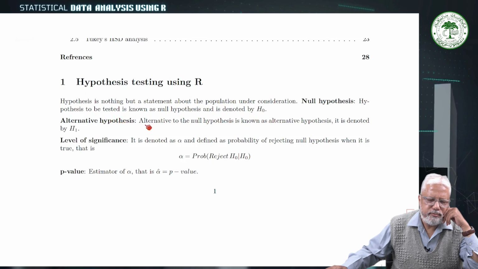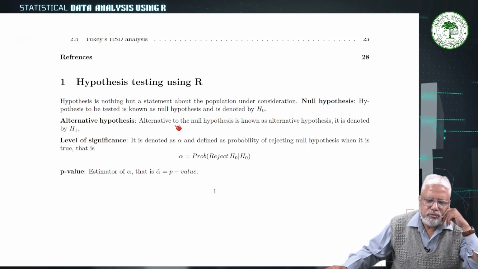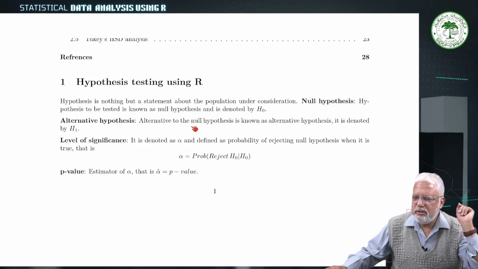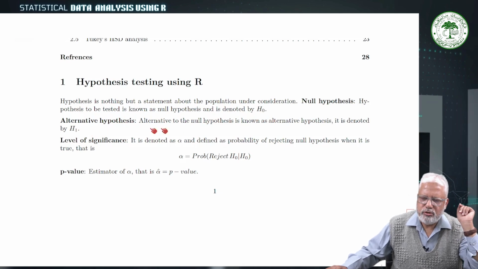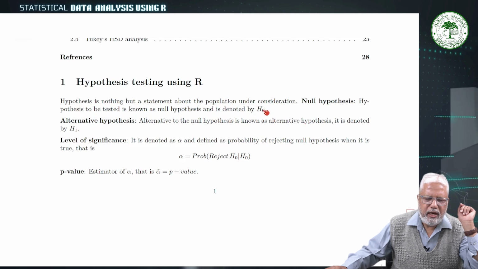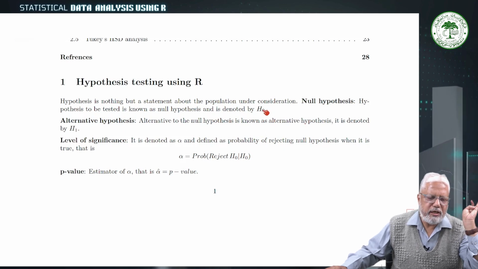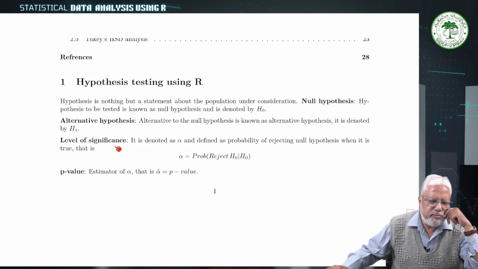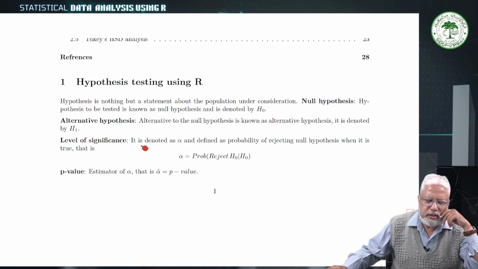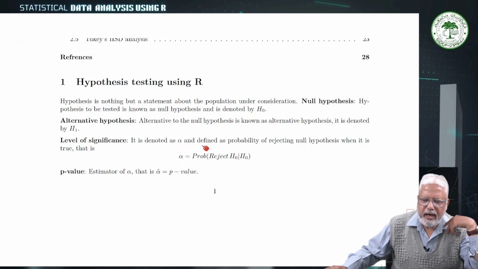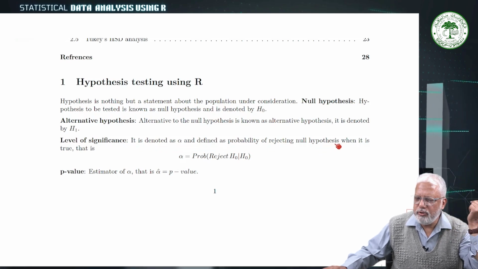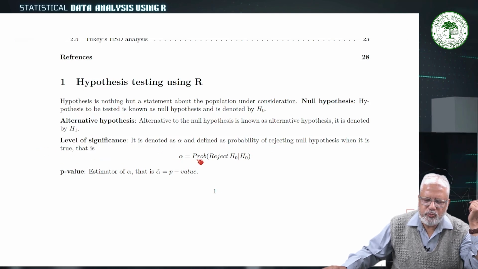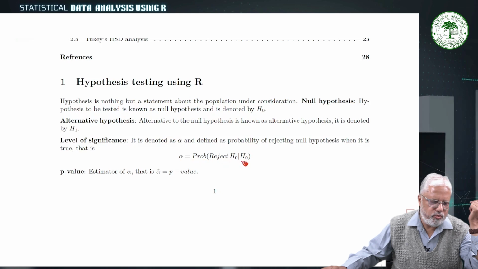The alternative to null is known as the alternative hypothesis. It is denoted by H1. So, H naught stands for the null hypothesis, the hypothesis to be tested, and an alternative to this H naught is nothing but the alternative hypothesis. Then there is a term, level of significance. It is denoted as alpha and defined as the probability of rejecting the null hypothesis when it is true. That is, alpha is equal to the probability of rejecting H naught when H naught is true.